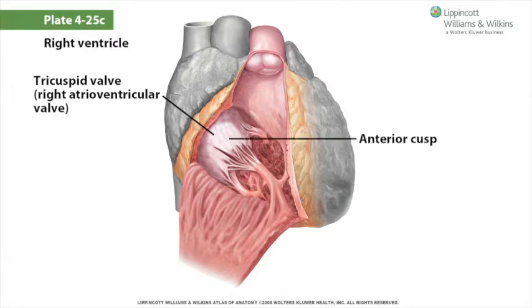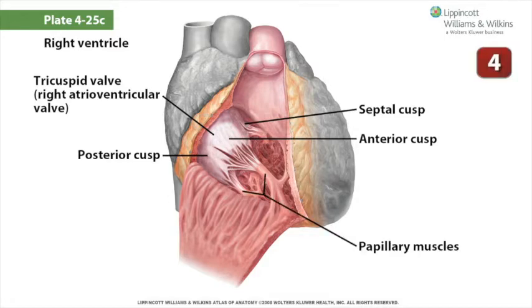The anterior cusp is adjacent to the anterior wall of the ventricle. The posterior cusp is parallel to the floor of the ventricle, and the septal cusp is adjacent to the interventricular septum. The papillary muscles, conical muscular projections from the ventricular wall, attach to the leaflets via tough fibrous cords, the chordae tendineae. The chordae tendineae branch several times and have extensive attachment sites on the cusps.